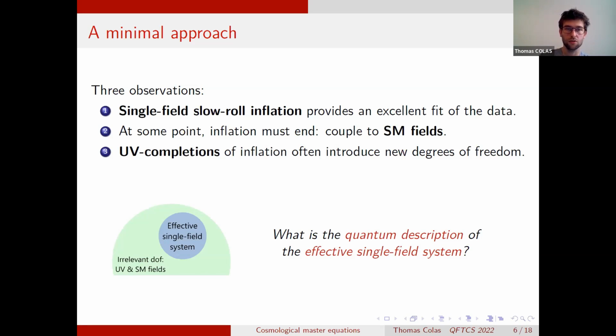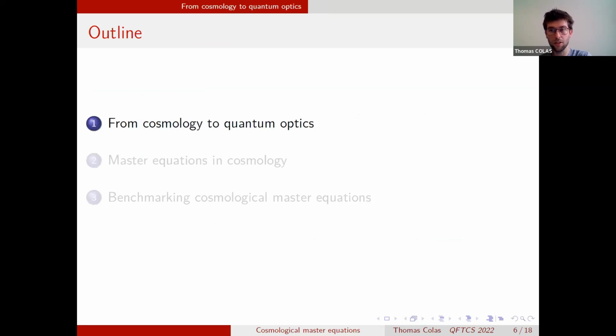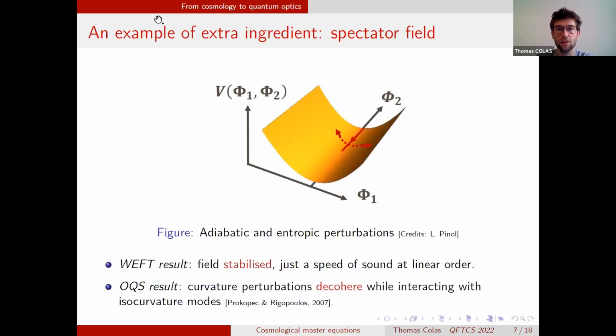In fact, to answer this question, this is where quantum optics can be interesting. So far, I've told you about extra ingredients, but I didn't provide any concrete examples. So here is one, the case of a spectator field. In this figure, you have an inflationary potential for a two-field system where one direction is really flat, corresponding to single field slow-roll inflation, and the other one is highly curved, corresponding to a massive scalar field.